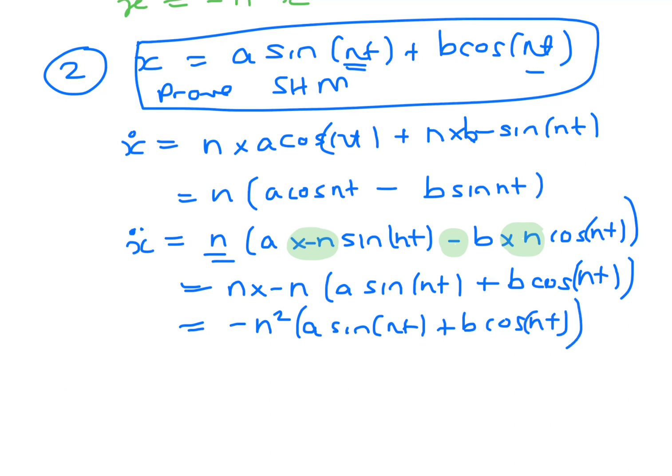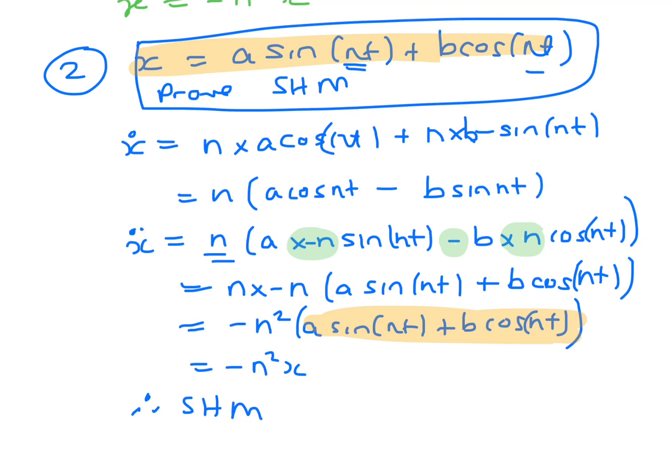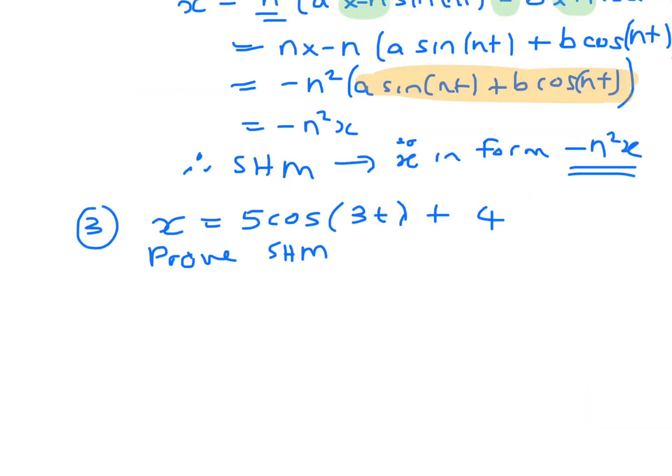Now, this whole part just here, the a sine nt plus b cos nt, if you look back up to the top, that is equal to x. So we can now replace that with an x. So it's minus n squared x. Therefore, it is in simple harmonic motion, because the acceleration, which is x double dot, is in the form of minus n squared x, proportional to its displacement, x.